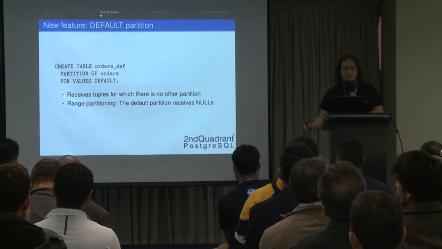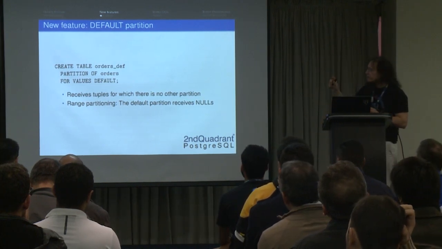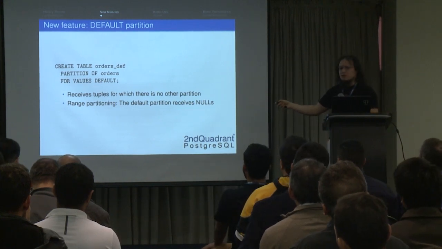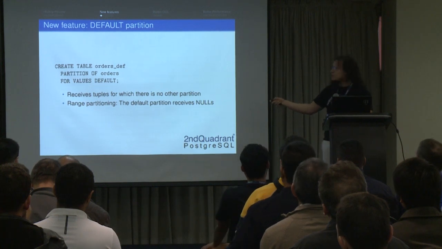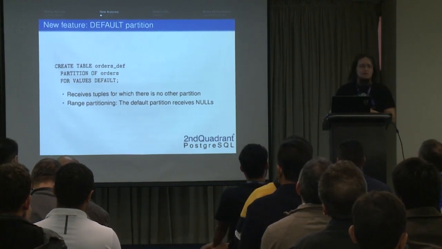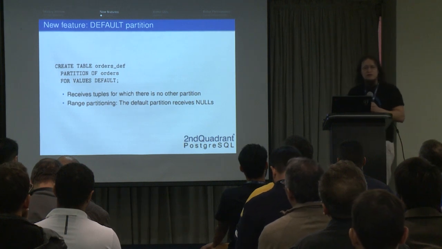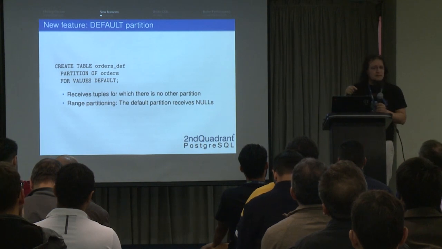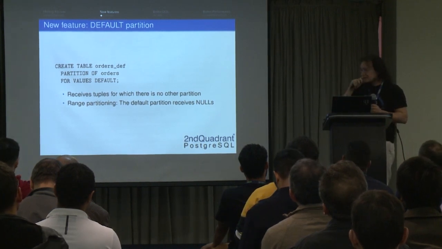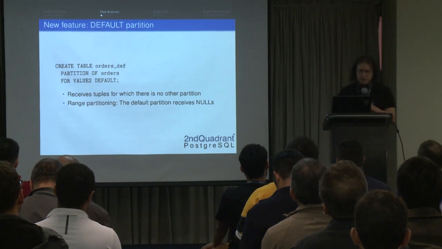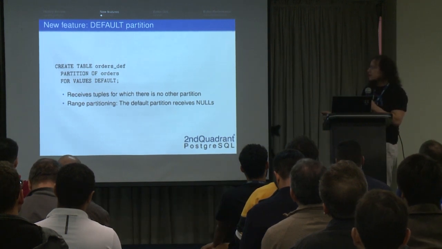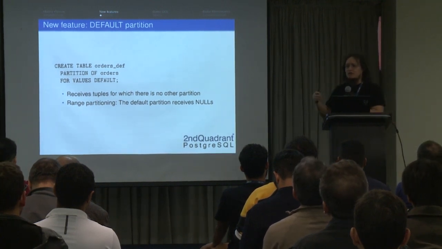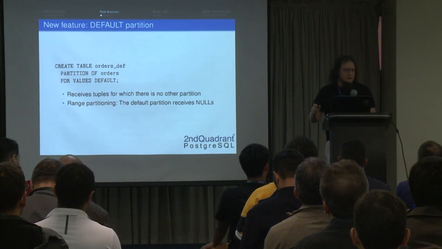So a default partition is a very simple thing. You have the ability to use, in the for values clause of creating a partition, the specification values default, which means any tuple that is going to be inserted into a partitioned table that does not have a specific partition will end up in the default partition. So this is a catch-all table for all values that don't have specific partitions.